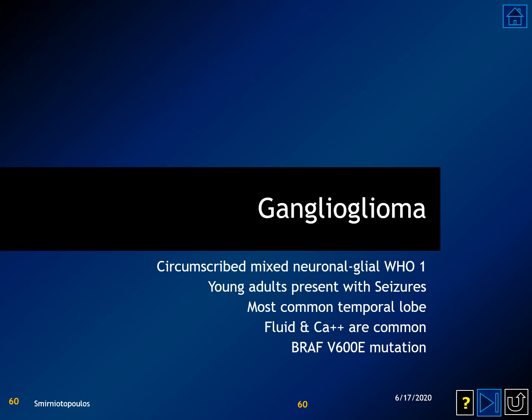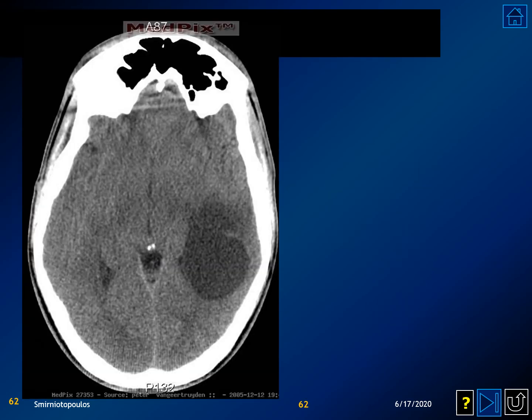Ganglioglioma is a circumscribed tumor of mixed neuronal and glial derivation, WHO grade 1. These patients are typically young adults who present with seizures, perhaps because the most common location is in the temporal lobe. Fluid and calcification are very common, and these are caused by a V600E substitution mutation. A classic example here on CT scanning of a ganglioglioma in the temporal lobe.